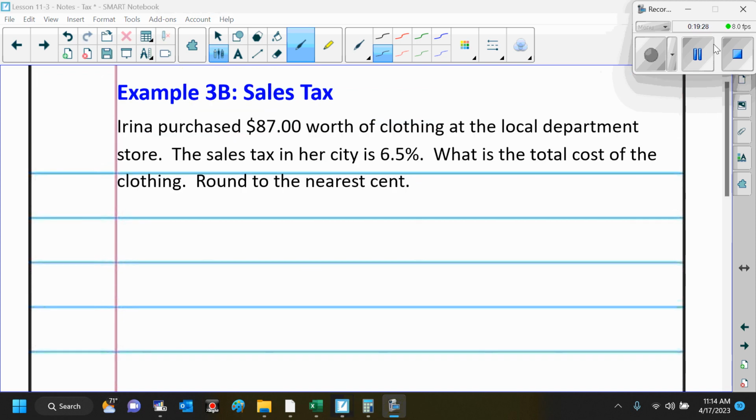All right, example 3B is sales tax again. It says, Irina purchased $87 worth of clothing at the local department store. The sales tax in her city is 6.5%. What is the total cost of the clothing? And round to the nearest cent. Now, I'm going to tell you that you can do either way. Because we did proportion last, I'm going to do the equation for this one. Okay? So, go ahead and do this one with your table partners.